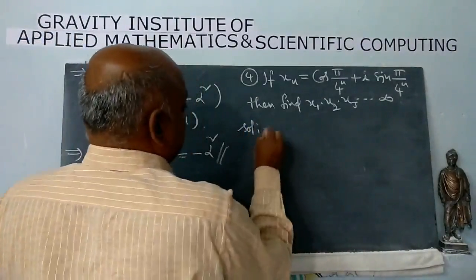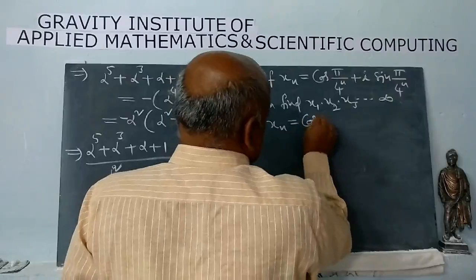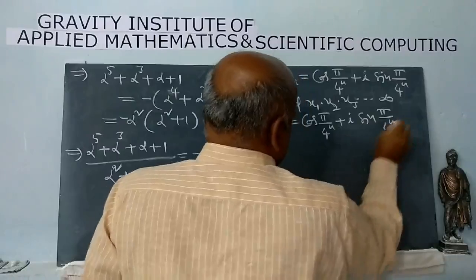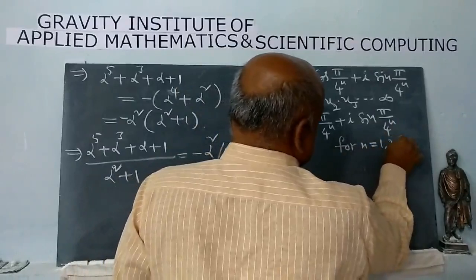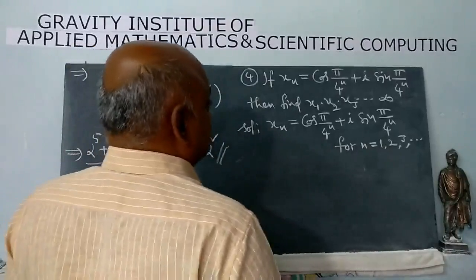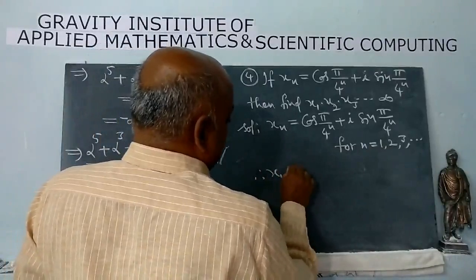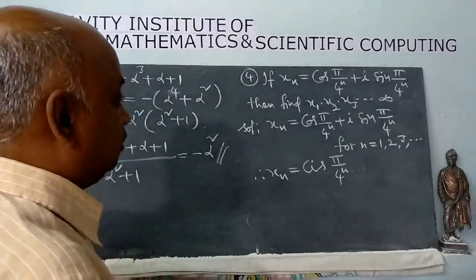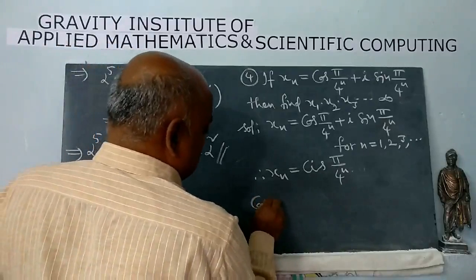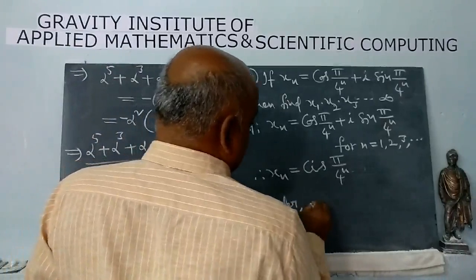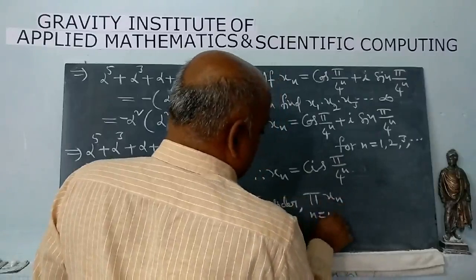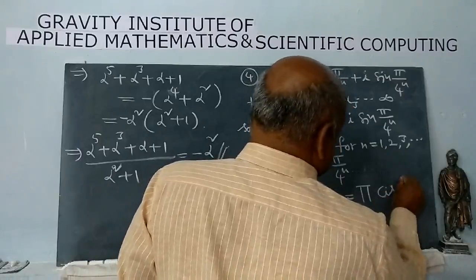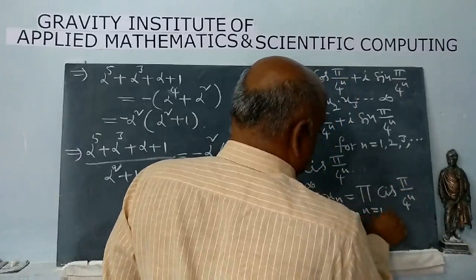Solution: xn is equal to cos (pi by 4) to the power of n plus i sin (pi by 4) to the power of n, for n equal to 1, 2, 3, ... Therefore, xn is equal to cis of (pi by 4) to the power of n. Consider the product of xn, n equal to 1 to infinity, which is equal to the product of cis (pi by 4) to the power of n, n equal to 1 to infinity.